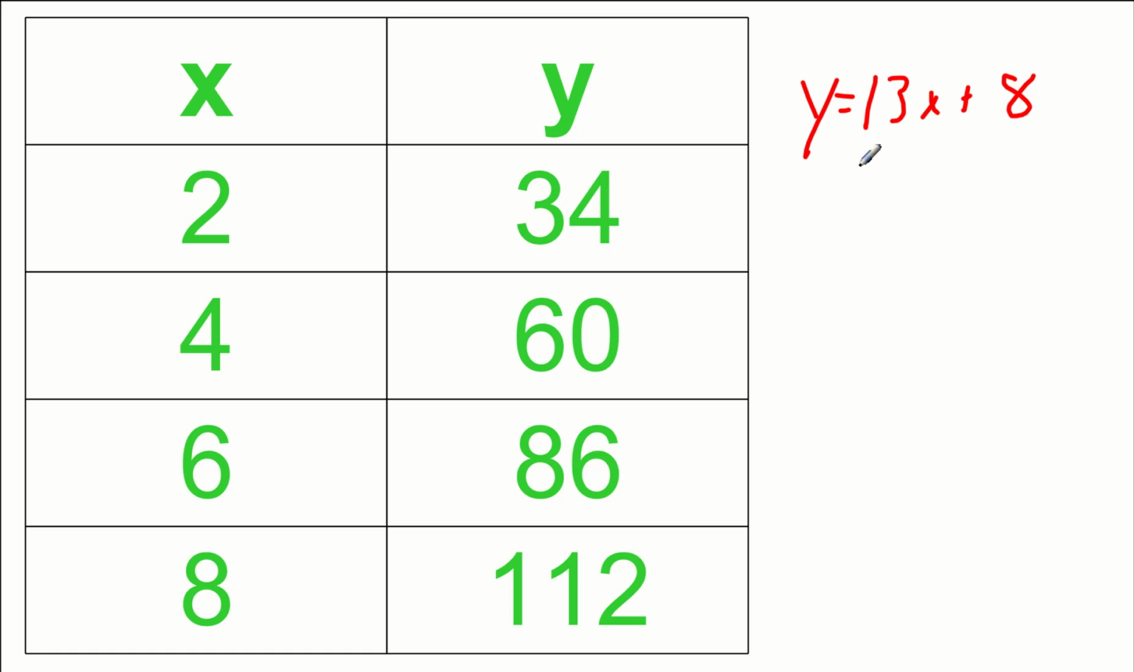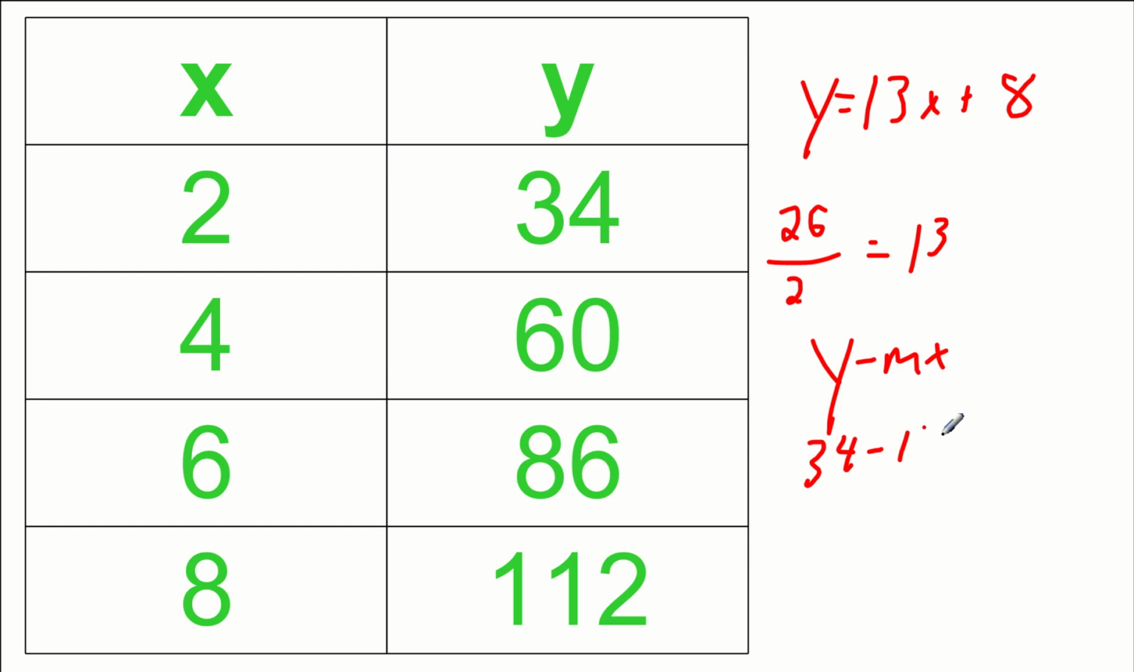If you did this without Desmos, you pick two of the points. I'll just use the first two. Change in y from 34 to 60 is 26. Change in x from 2 to 4 is 2. 26 divided by 2 is 13. Then you would do y minus mx. If I use that first point, I got 34 minus 13 times 2. 13 times 2 is 26. 34 minus 26 is 8. And that's where those pieces come from. Desmos does make it a lot easier, though.